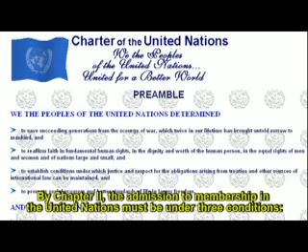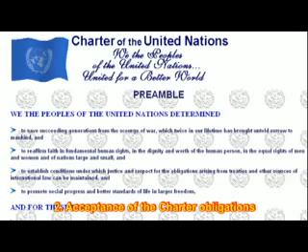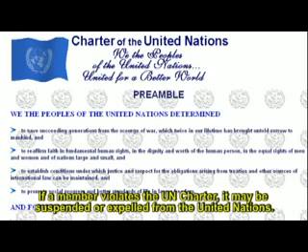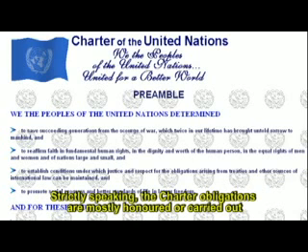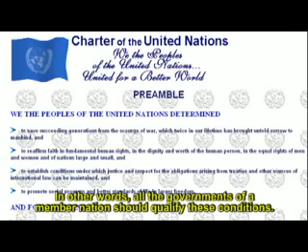By Chapter 2, admission to membership in the United Nations must meet three conditions. First, peace-loving. Second, acceptance of the Charter obligations. Third, being able and willing to carry out the Charter obligations. If a member violates the UN Charter, it may be suspended or expelled from the United Nations. Strictly speaking, the UN Charter obligations are mostly honored or carried out by a government instead of the member nation. In other words, all the governments of a member nation should meet these conditions.